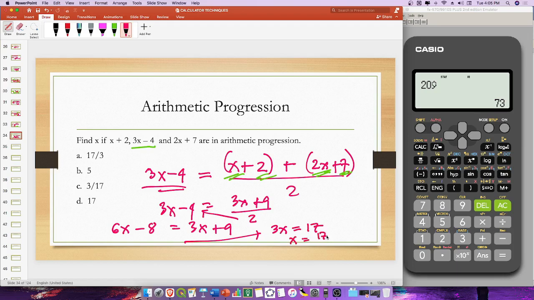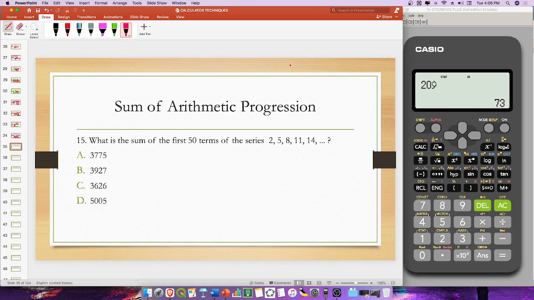Right? So that's it, because we are looking for the value of x. 17 divided by 3. Okay. That's 17 over 3. So where is it? So it's right here, 17 over 3. So this is your arithmetic mean. Okay. Now we go to your sum of your arithmetic progression. So a while ago, we have this series.